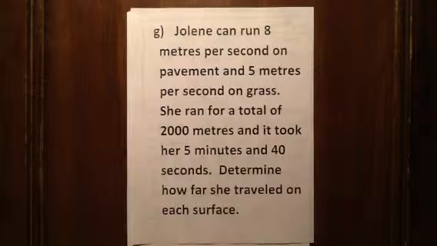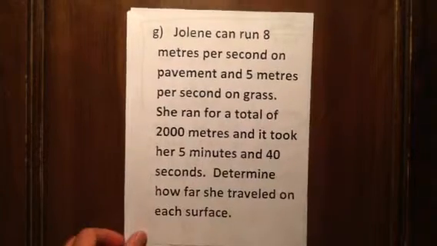In our next question, it says Jolene can run 8 meters per second on pavement and 5 meters per second on grass. She ran for a total of 2,000 meters and it took her 5 minutes and 40 seconds. And we want to determine how far she traveled on each surface.